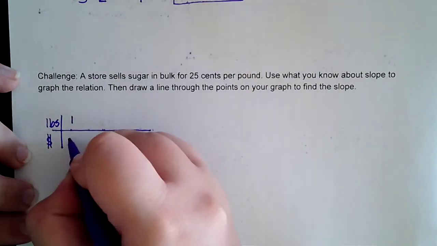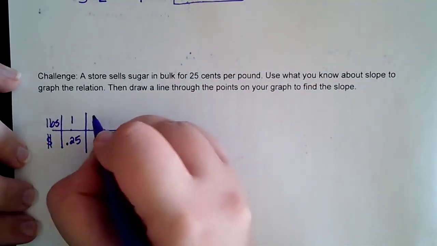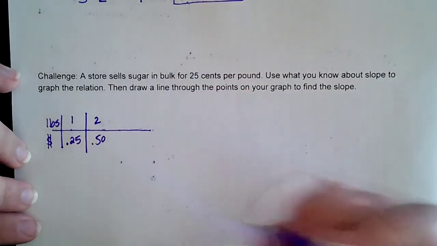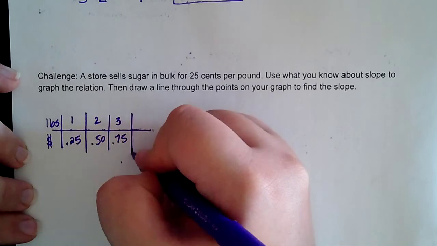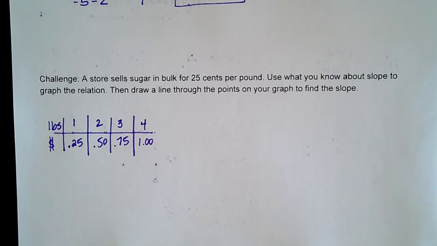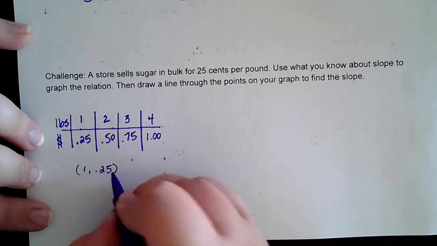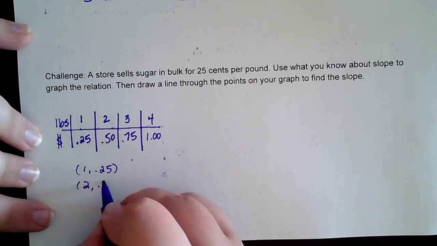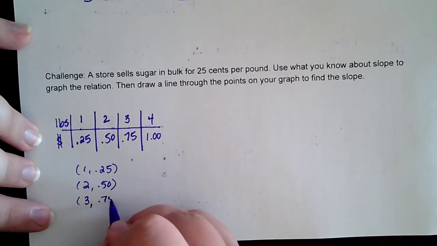So if this is pounds on top, and this is money on bottom, it says 25 cents per pound, so 1 pound is going to be 0.25 of a dollar. If I want 2 pounds, it's going to be 50 cents. If I want 3 pounds, it's going to be 75. And if I want 4 pounds, it's going to be $1. So what I've done here is essentially made a table. But another way to look at this is as a set of ordered pairs. 1, 0.25, 2, 0.50, and so on and so forth. And you can look at this as a relation.